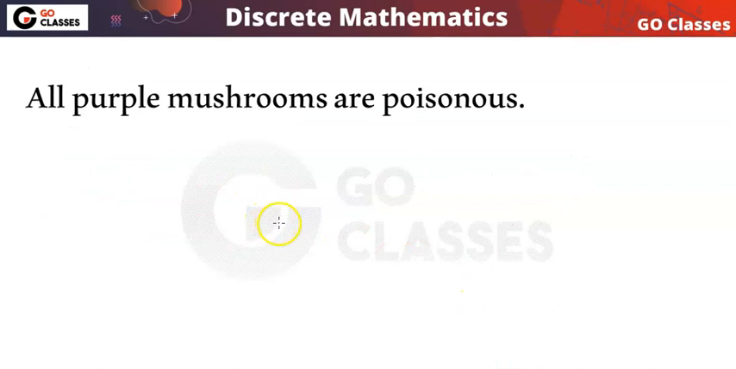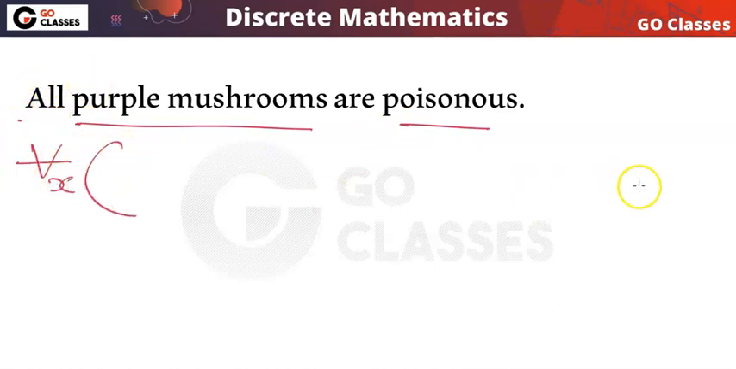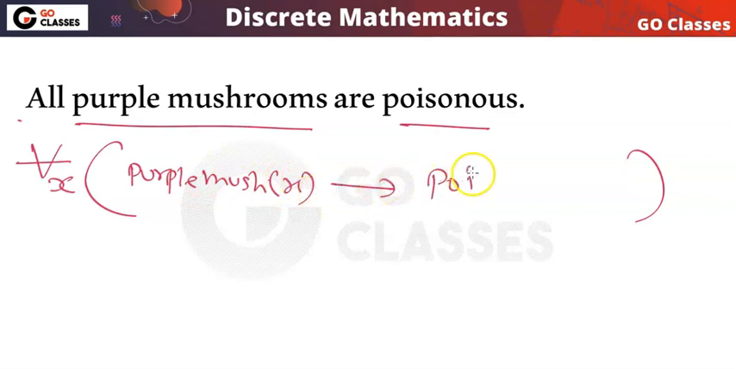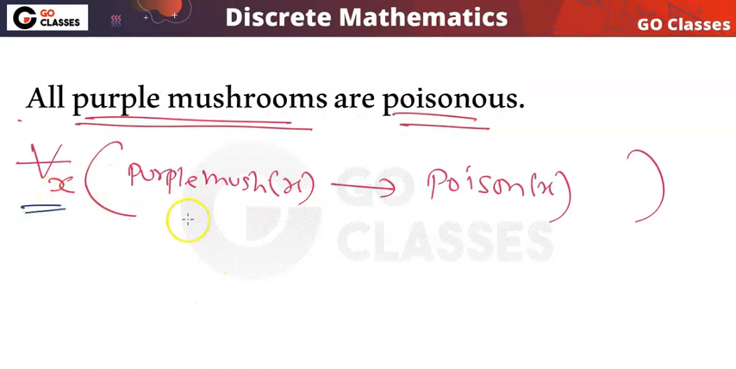Let's see this example. All purple mushrooms are poisonous. Means for all x, if x is purple mushroom, then x is poisonous. Correct? Very simple. Because remember, all purple mushrooms are poisonous. So what I can write? I can write for all x, if it is purple mushroom, then it is poisonous.